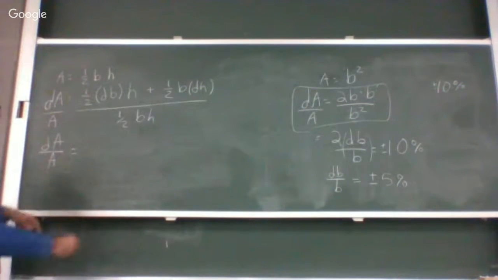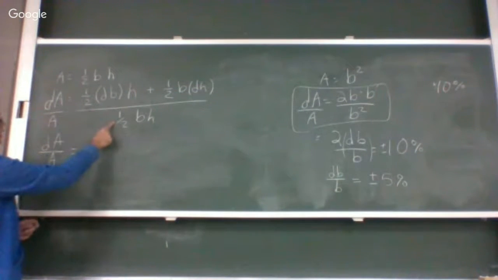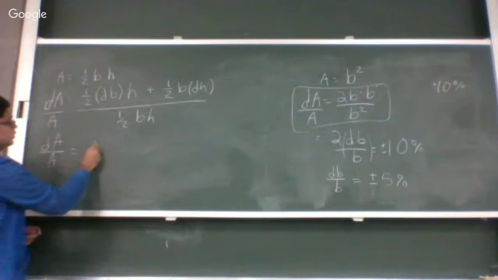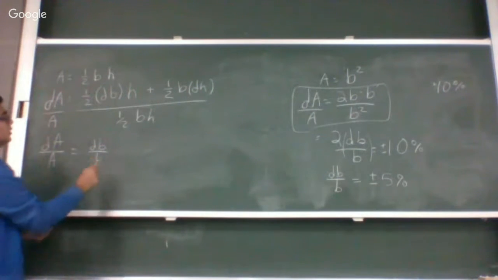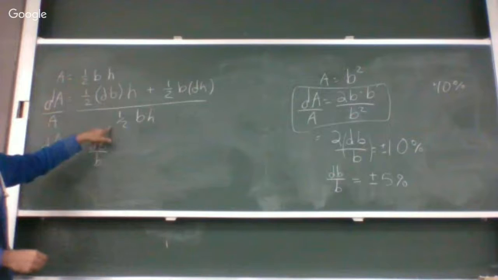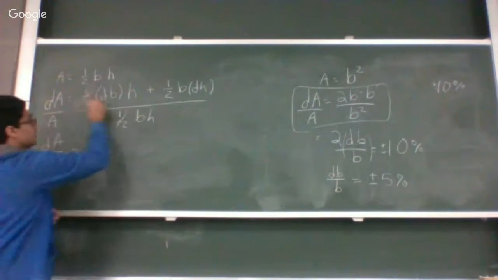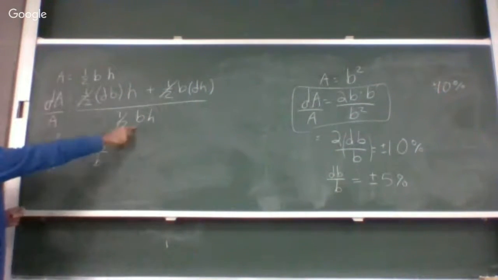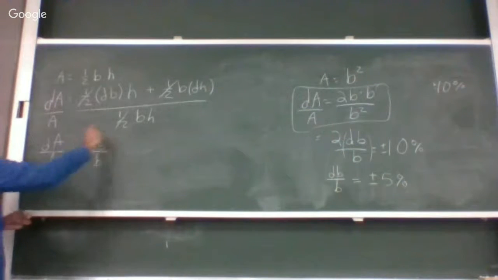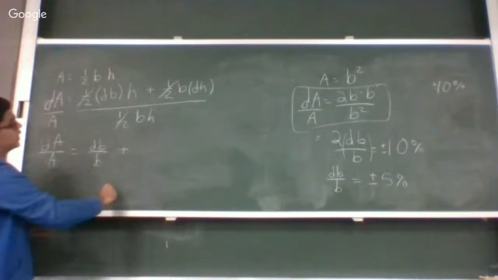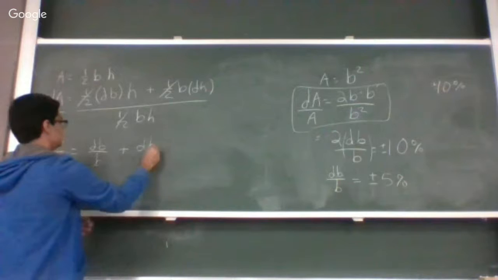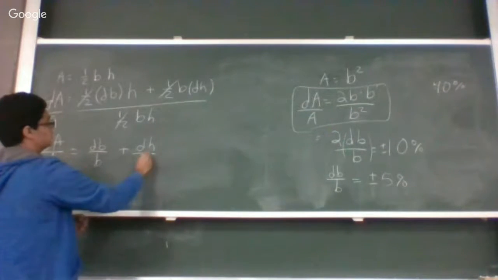So then the 1/2s cancel out. We are left with dB over B. You guys see that? The 1/2s cancel out in all of them. dB over B, and the h's cancel out on this side, and on the right side we have dH over H.